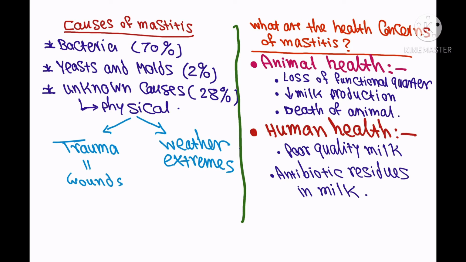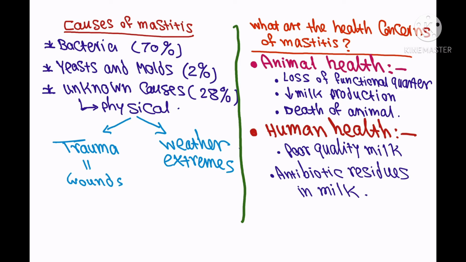Causes of mastitis. 70% of causes of mastitis are bacterial. 20% are yeasts and mold. 10% are unknown causes, usually physical causes, either weather extremes or trauma like wounds. The next question is, what are the health concerns of mastitis?